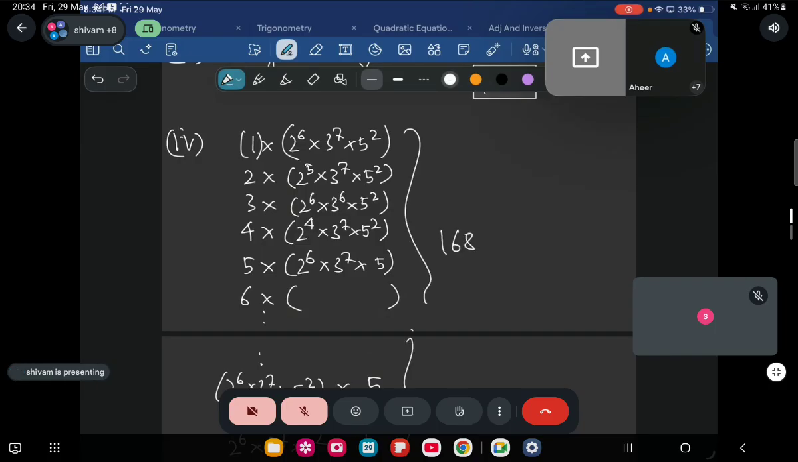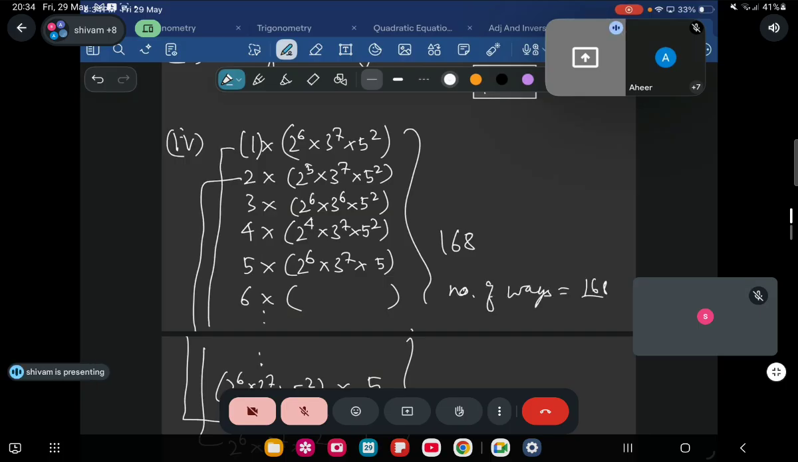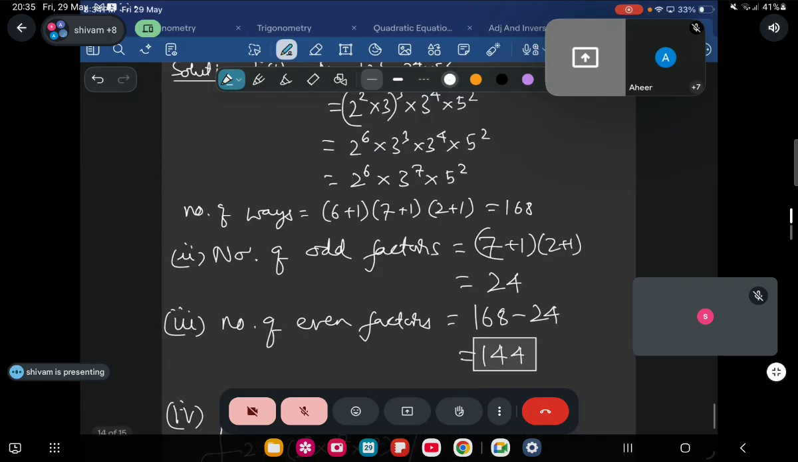But the first way to write and the last way to write are the same. Yes, sir. Second way to write and second last way to write are the same. Divided by 2 then. Yes, so the number of ways will be equal to 168 divided by 2, which is 84. Right, tell me, is it clear? Yes, sir. Okay, try the next one.